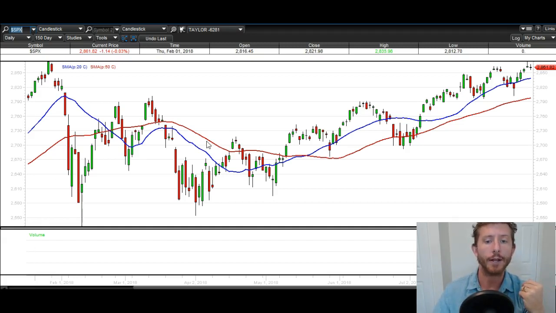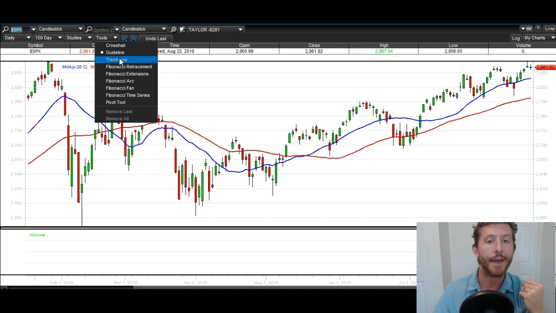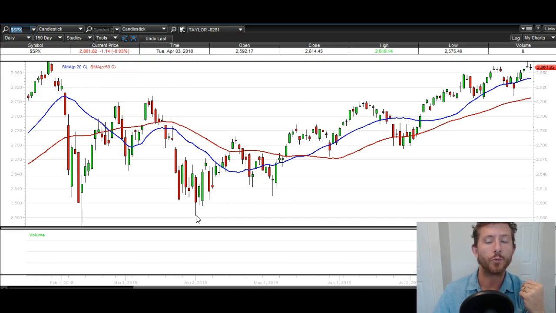First I want to touch on the longer term action, and that is we've got this really nice uptrend line that started back here in March. You can see it started here. There's a direct hit there. There's a direct bounce right off of there. So you're definitely going to want to keep that uptrend line in mind.